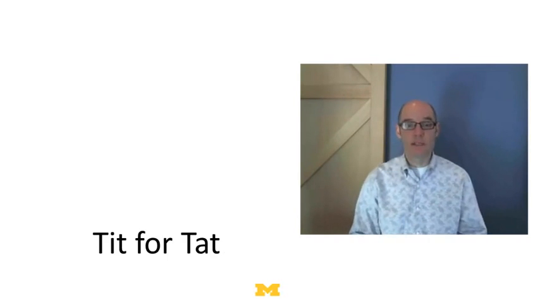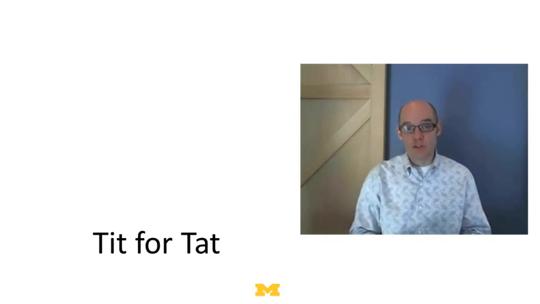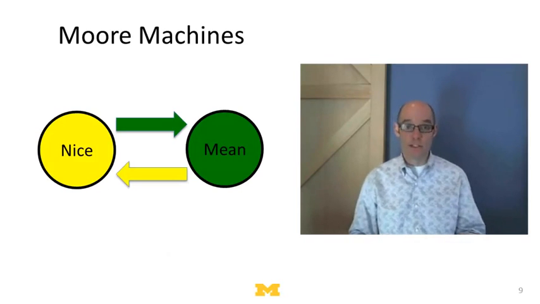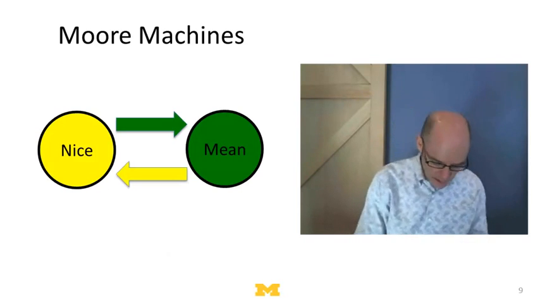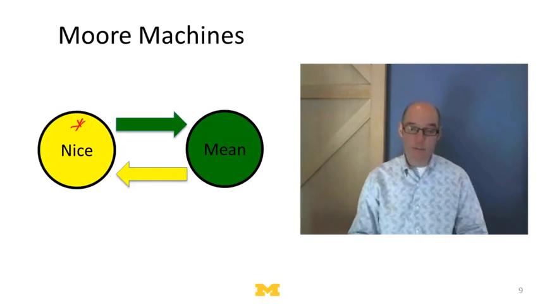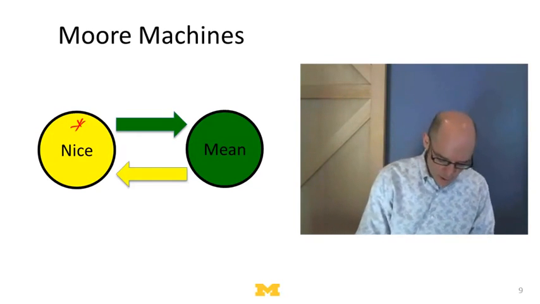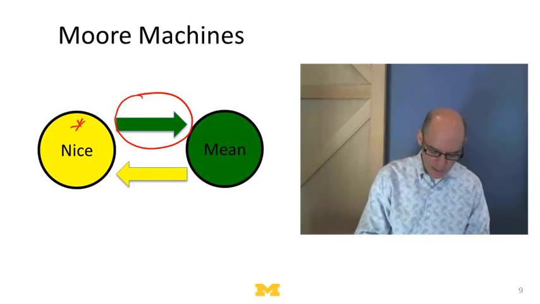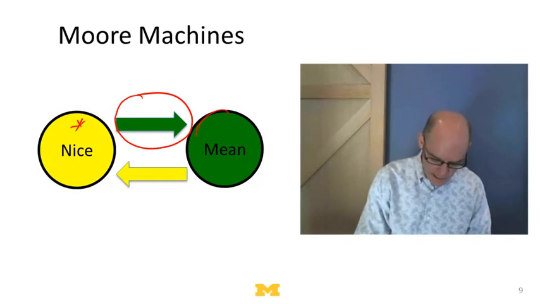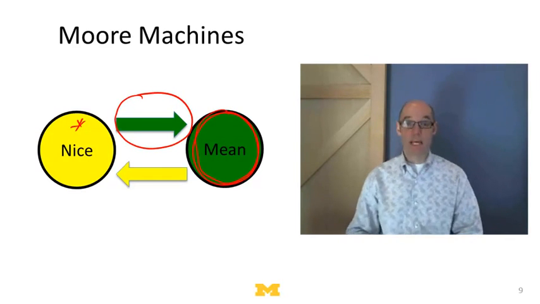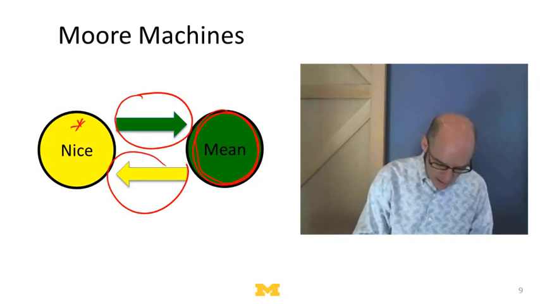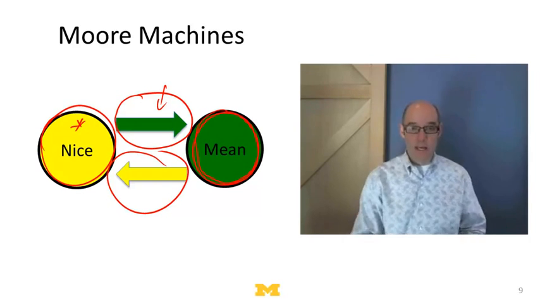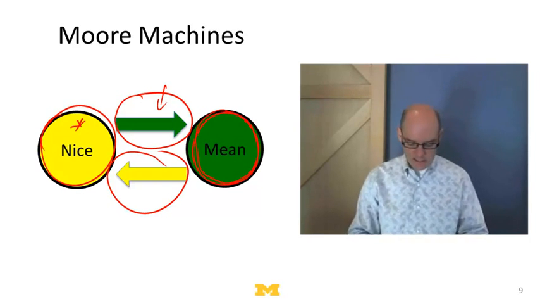Now, the reason I want to explain tit for tat is because I'll show you how you can encode this in the context of a model. You can use something called a Moore machine, and this Moore machine works as follows. I'm going to put a little star here to say I'm going to start out by being nice. Now, what this green arrow says, this describes what the other person's doing. So I'm going to stay nice unless the other person's mean. If the other person's mean, then I'm going to come over here and be mean. And I'm going to stay mean until the other person's nice. And if the other person's nice, I'm going to go back over here. So these arrows tell me if I change my state from the nice state to the mean state.